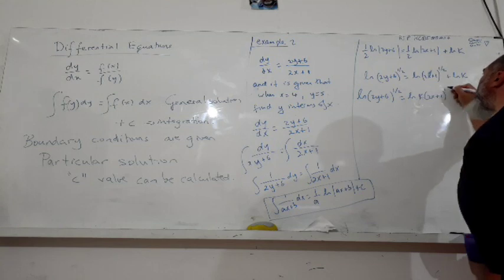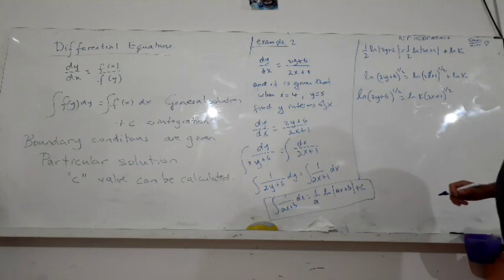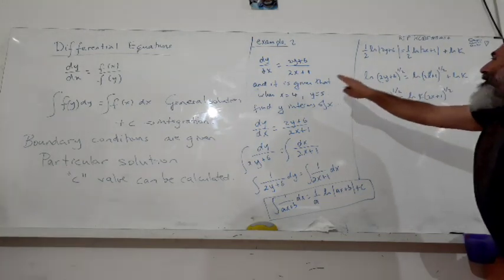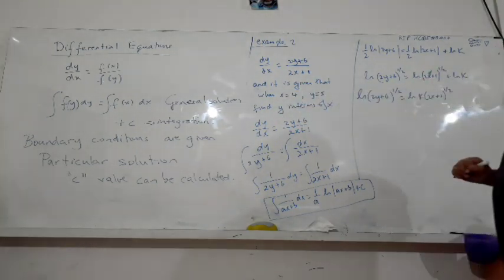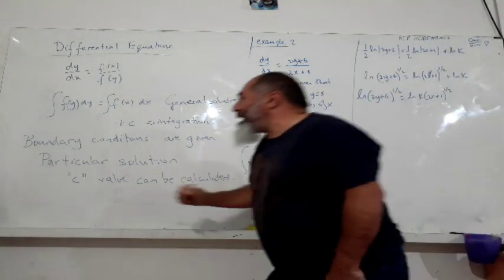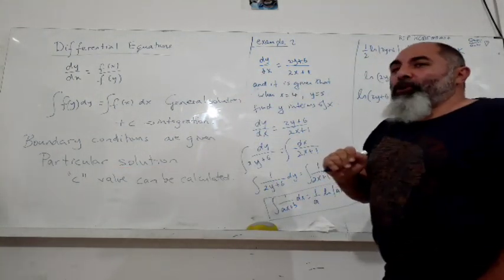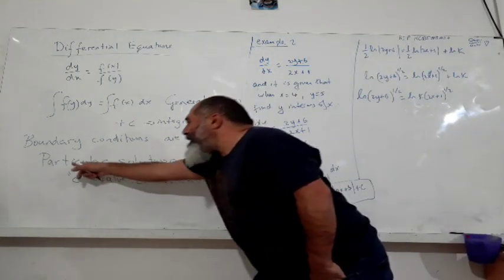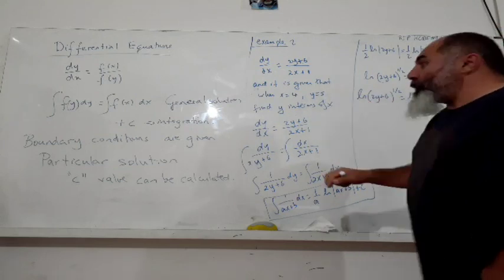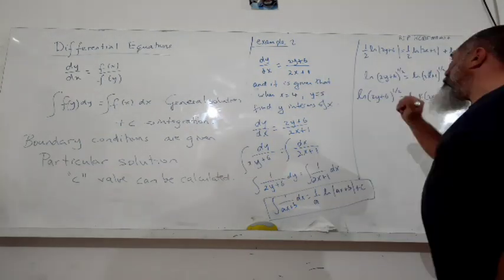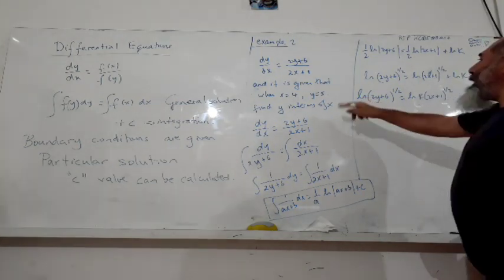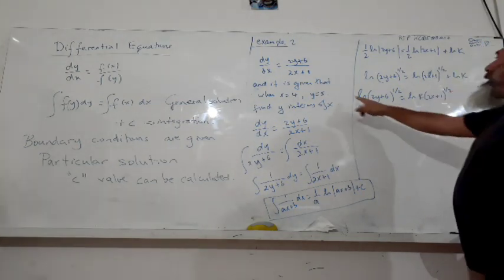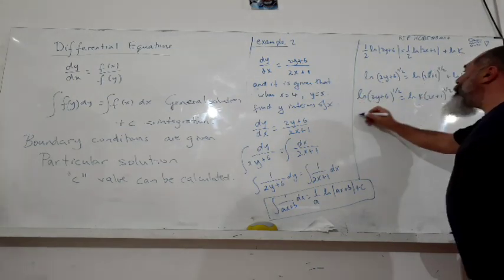We have sufficient information given as boundary conditions so that we can obtain a particular solution. Now we have sufficient information in the question to have the particular solution, which means we can find a value for k. So we know that when x is equal to 4, y is equal to 5. That is given in the question.